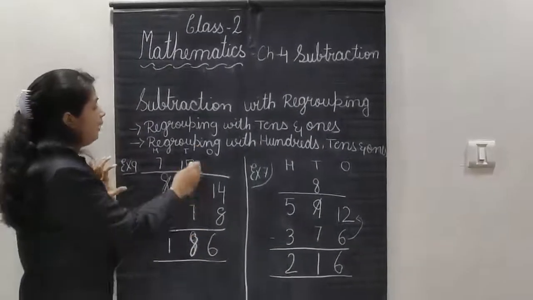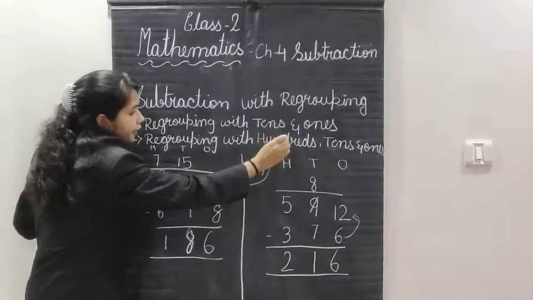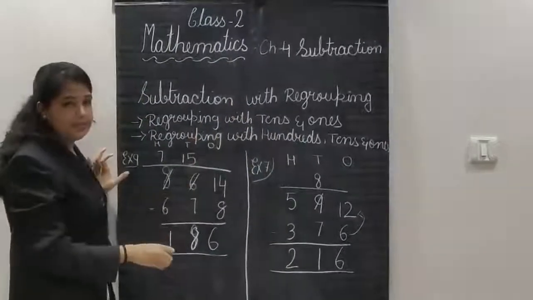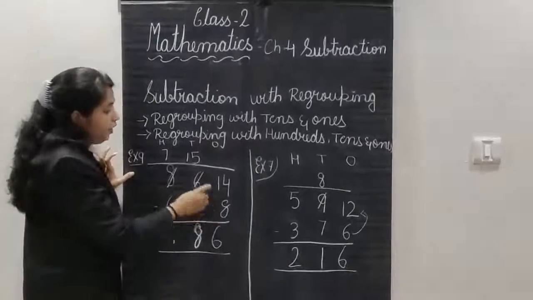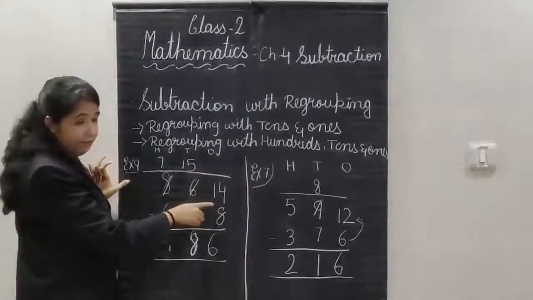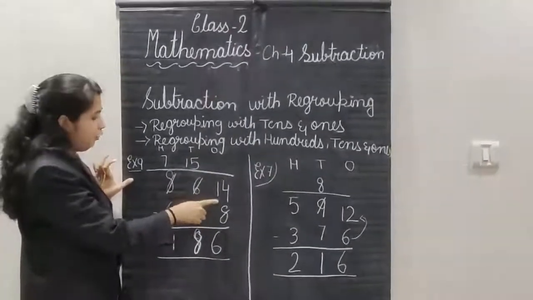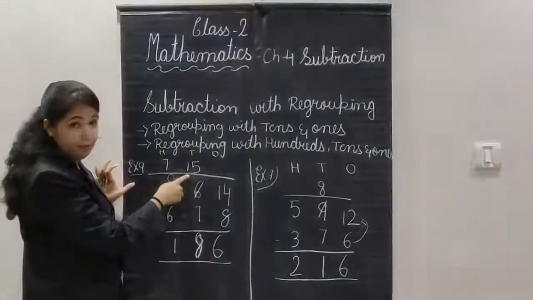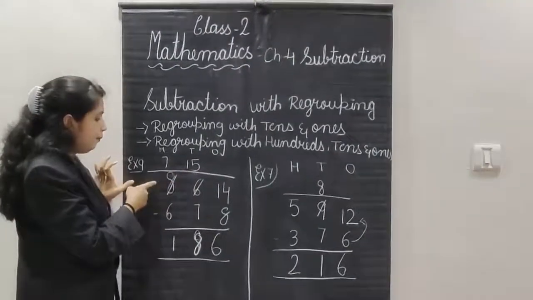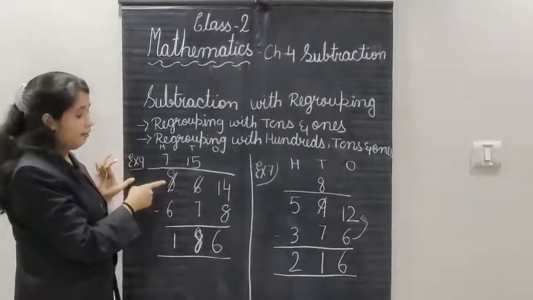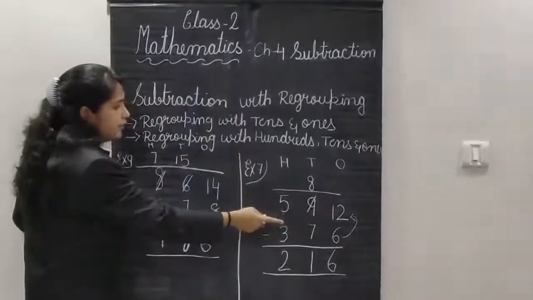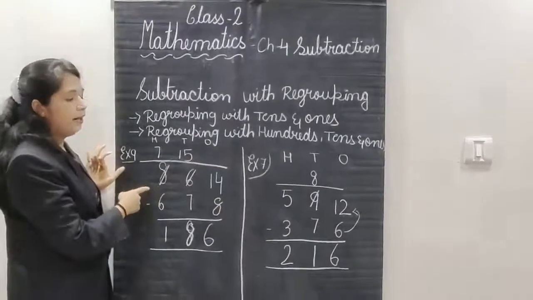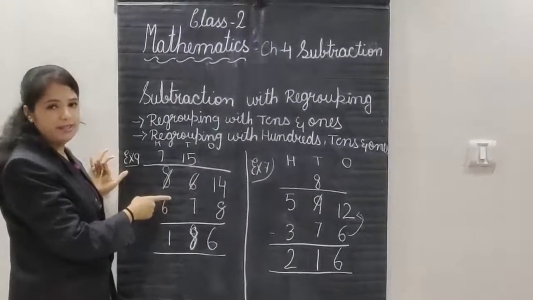So this is the example of regrouping with 100, tens and ones. Here you can see we have done with all the places, right? At the ones place we have borrowed 1 and made it 14. At the tens place we have made it 15, and at the 100 place we have cut it and made it 7. So this is the example of regrouping with 100, tens and ones, and regrouping with tens and ones.